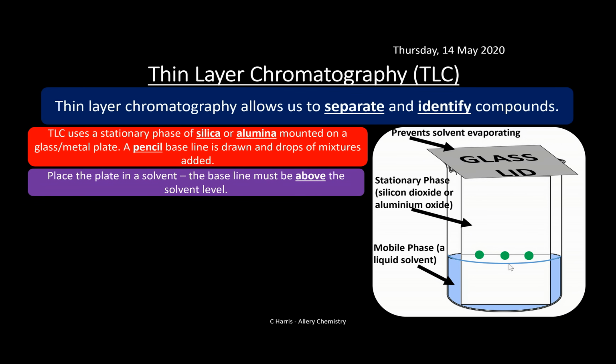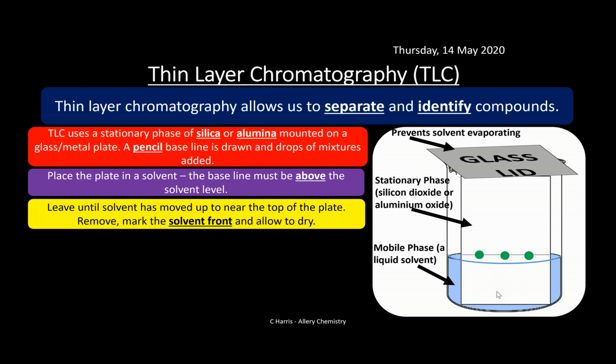So what we do is place the plate in the solvent, and the baseline must be above the solvent level. Very important that we've got our baseline with our samples under test on the bottom. The solvent level must be below that baseline. If it's above, then you just end up getting your substances dissolving into the solvent, and we don't want that, do we? So leave it until the solvent has moved up near the top of the plate. We just let it rise gently. It soaks into the stationary phase and migrates up, and we get a solvent front at the top. We mark where the solvent front is on the chromatogram, and we allow it to dry once it has migrated near the top.